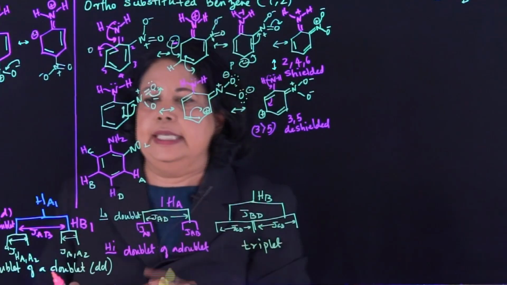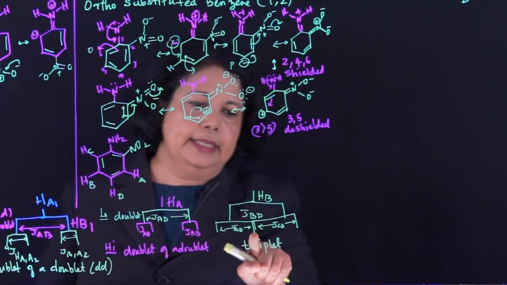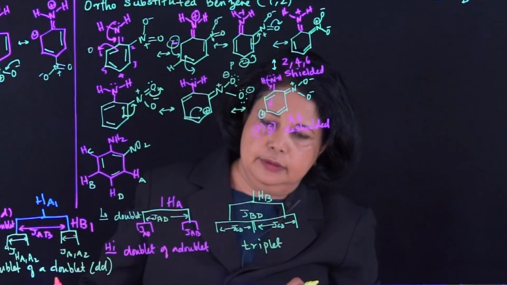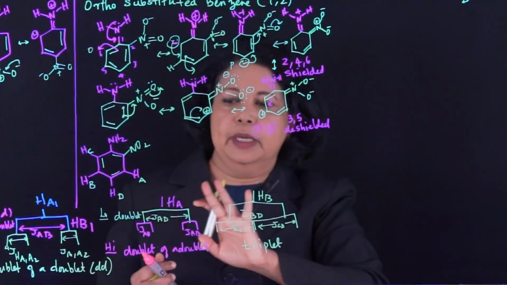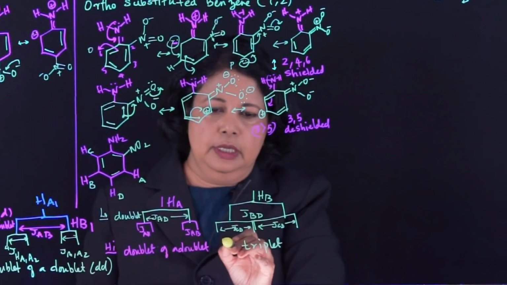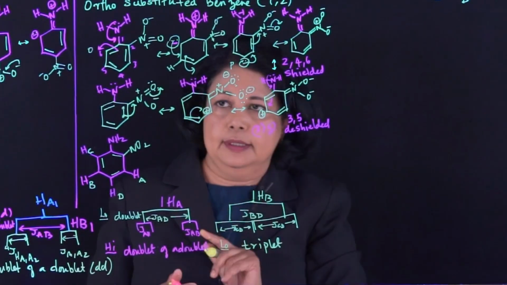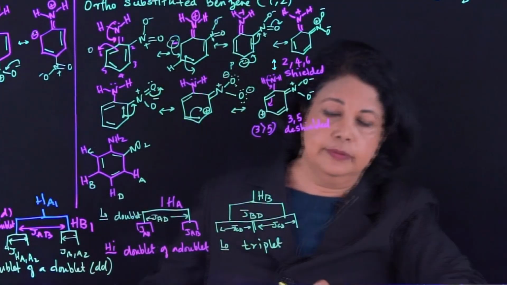Now all of these can be split by HA, and you could get fine lines here, doublet of a triplet. Okay, so I'm just going to leave it at that. I'm not going to draw it out, but I'm just going to say on a low resolution, you are going to get a triplet for HB. Does that make sense? Yeah, that's what we have over here.